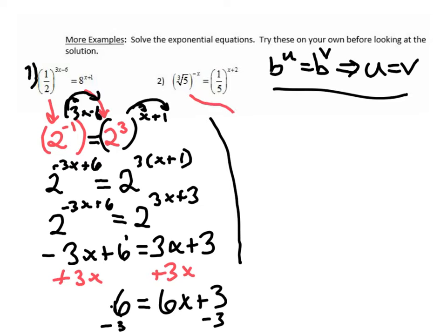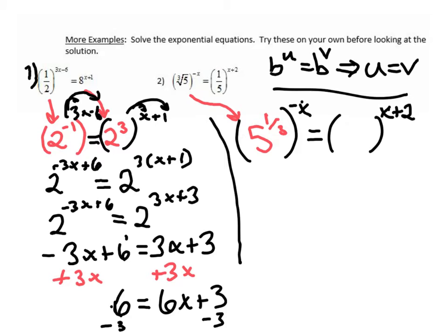The cube root of 5 right there could be expressed as 5 to the 1/3 power. So that's the 1/3 power, but then I've got that whole thing raised to the negative x. And then on the right side there, I've got 1/5 raised to the x plus 2, but I want to rewrite that 1/5 with base 5, so I could write that as 5 to the negative 1. That's the same as 1/5.